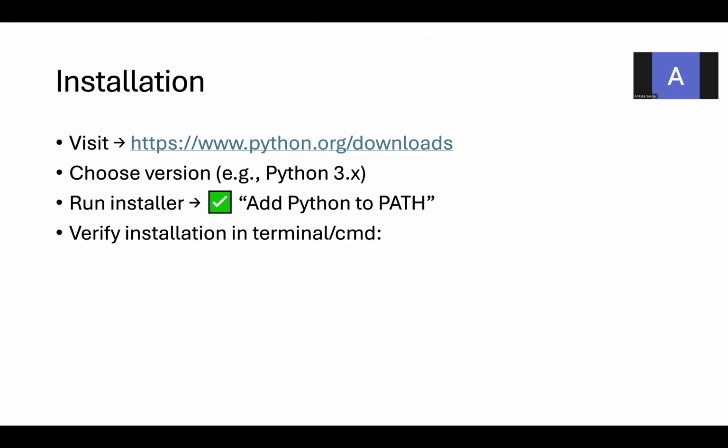Open your terminal or CMD, go to the path where Python is installed, and check for the Python version with this command: python --version. Using that, you will come to know whether Python is properly installed on your system.